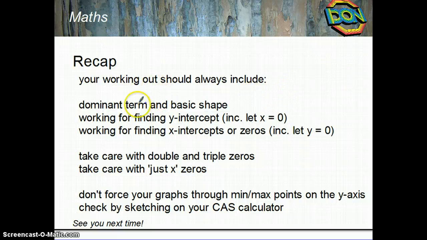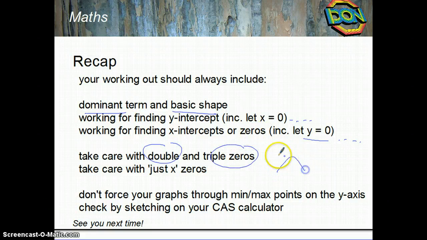Okay, just a quick recap. Your working out should always include the dominant term and the basic shape. Working out for finding the y-intercept, so let x equal 0 and then carry on. Working for finding the x-intercepts, let y equal 0, then carry on. Take care with your double and triple zeros. Remember, the doubles are going to bounce off the axis, and the triple zeros means you have a point of inflection going through like that. Just x zeros means that it actually goes through the origin, so the y-intercept is 0. And don't force your graphs through minimum and maximum points on the y-axis. Always check by sketching on your CAS calculator, as you saw in that previous example where it wasn't quite where we expected. Okay, that's it.